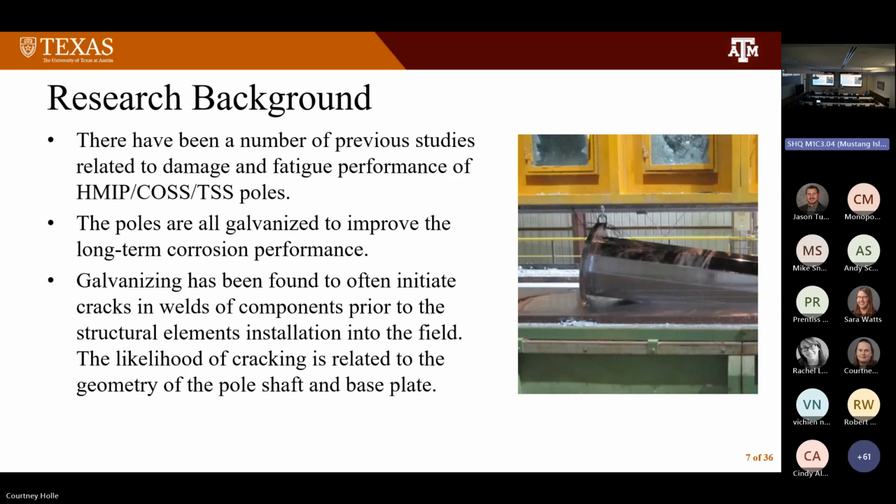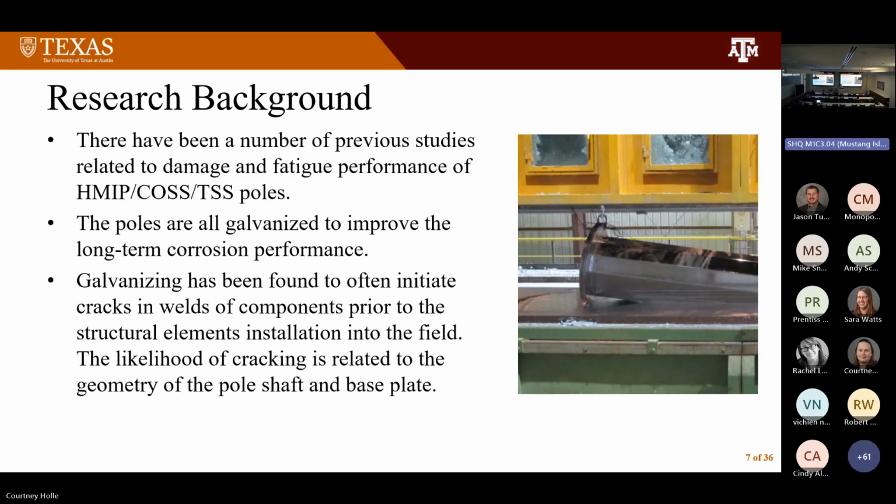We want to make sure that these poles have a long life, so we tend to galvanize them to improve their corrosion performance. But we found out with the high mast illumination poles, it was during this galvanizing process, where you dip these into the bath, and because of the geometry of the poles, you have this humongous base plate, which can be anywhere from 2.5 to 3.5 inches thick in some cases, and then this very thin wall of the pole, which may be 5/16 of an inch in some situations.